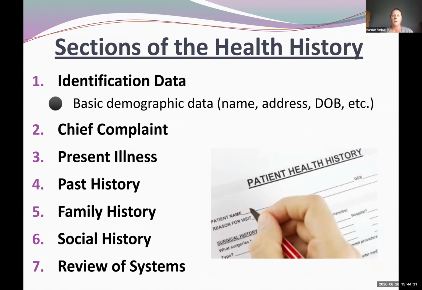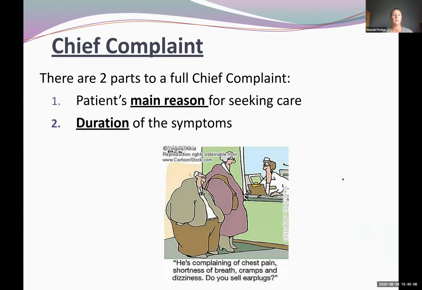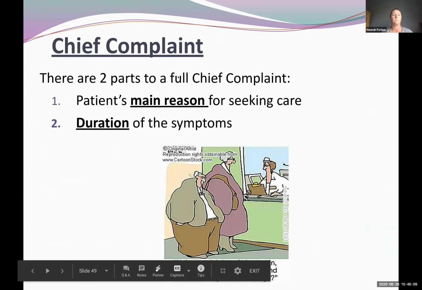So when we're talking about the health history, it usually is sectioned into the following: identification data. This will include basic demographic info about the patient, such as their name, address, and date of birth. It should include the chief complaint, the present illness, the past history, family history, social history, review of systems, and then also a physical exam. So this is typically known as the health and physical.